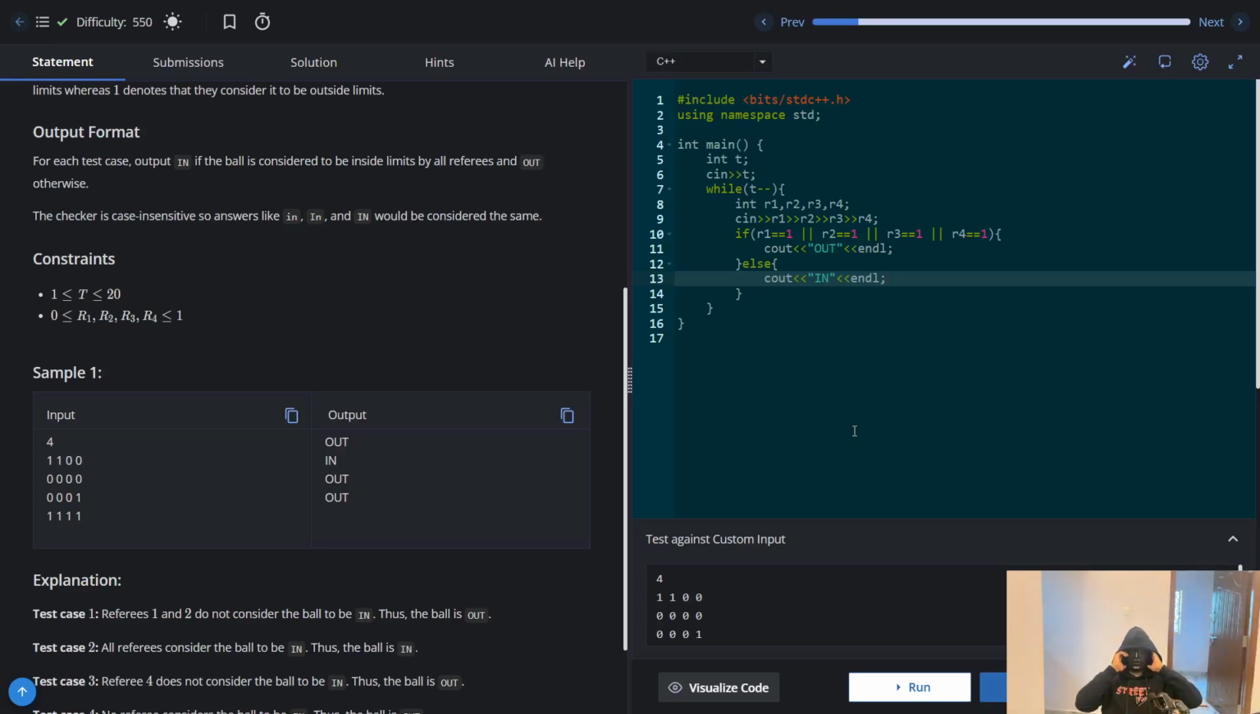So basically the crux of the problem was that we'll have to find out if all the values are 0. If all values are 0, then it is inside, else it is outside. You could have done it this way also: r1 equal to 0 and r2 equal to 0 and r3 equal to 0 and r4 equal to 0. If all four values are 0, then you print in, or else you print out. I've used the or condition, not the and. So in this way you can solve the problem. Thank you guys.